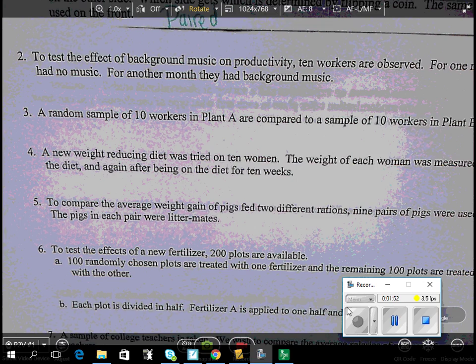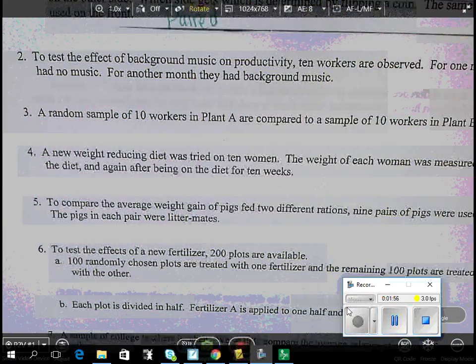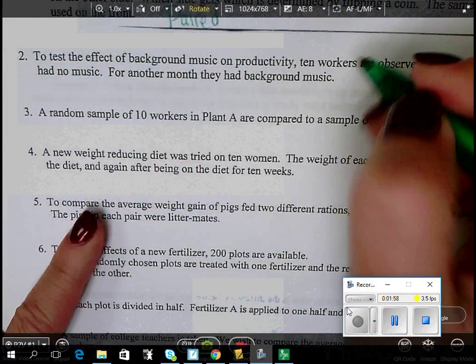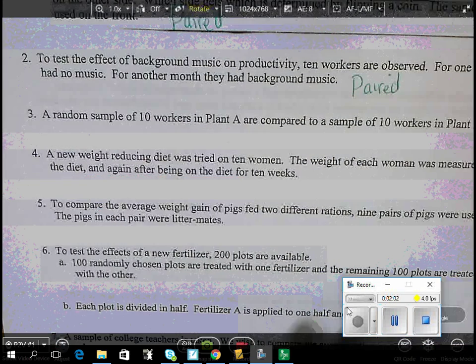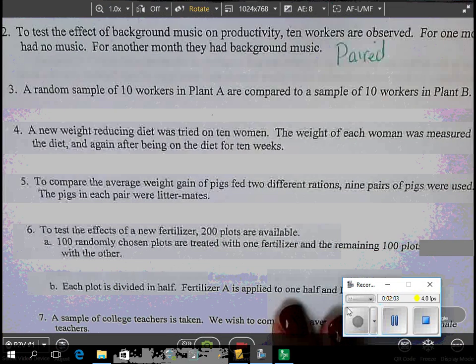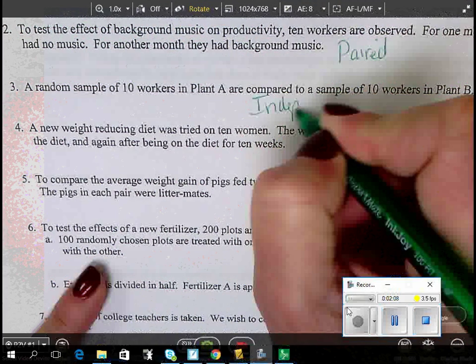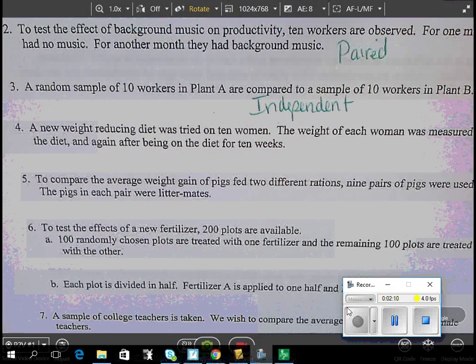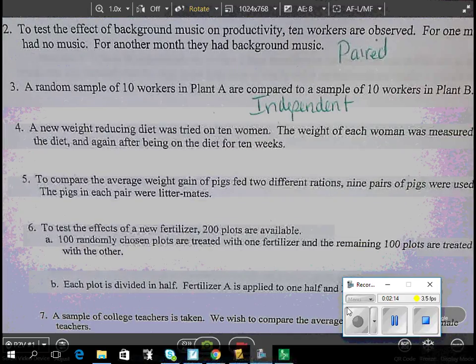What do you think about this one? What's it paired by? The actual workers, right? So this is paired as well. Good. How about number 3? Those are independent, 2 totally different samples, right? And you're just comparing the 2 samples. They're not matched in any way. How about number 4? That's also paired.